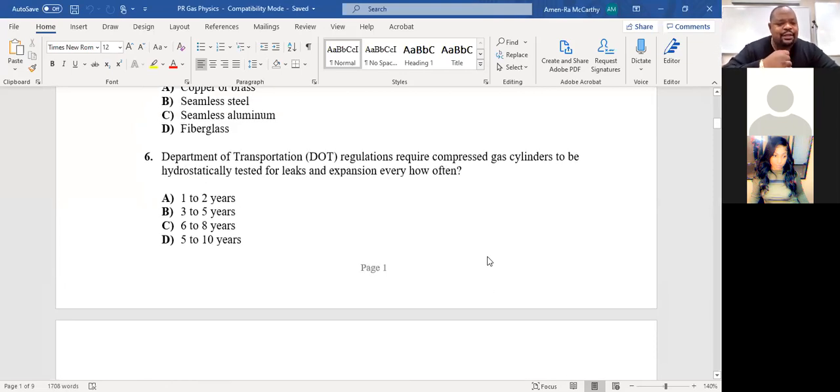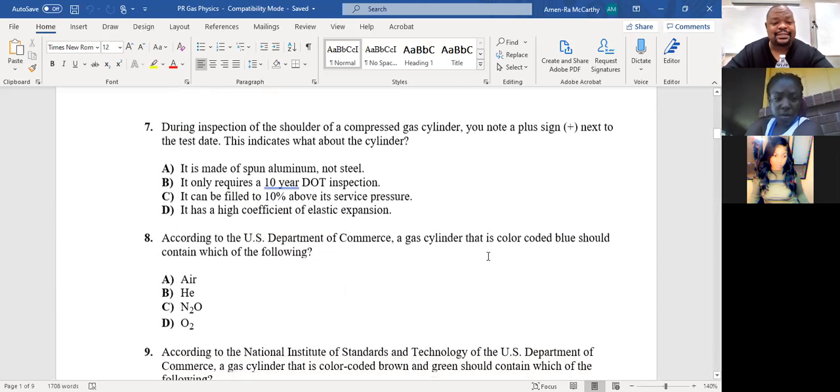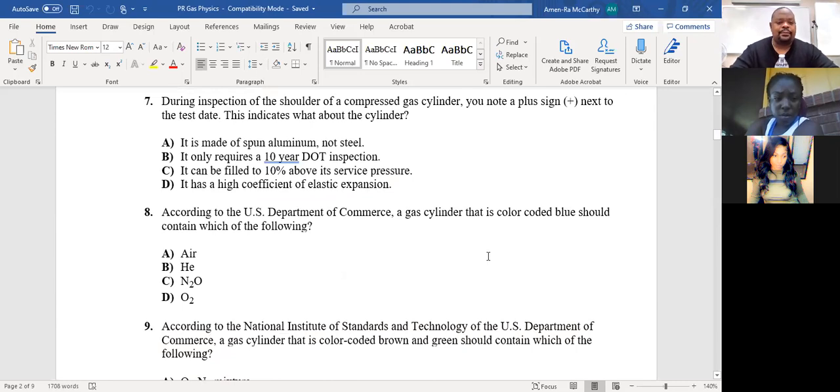Anybody, let's just answer that one together since it's kind of by itself. The DOT regulations require compressed gas cylinders to be hydrostatically tested for leaks and expansion every how often? 5 to 10. 10 years, good. Every 5 to 10 years, cylinders must be hydrostatically tested. Okay, good. All right. Let's look at 7, 8, and 9. See if you can answer 9 without the choices. 7, 8, and 9. Let's look at those.